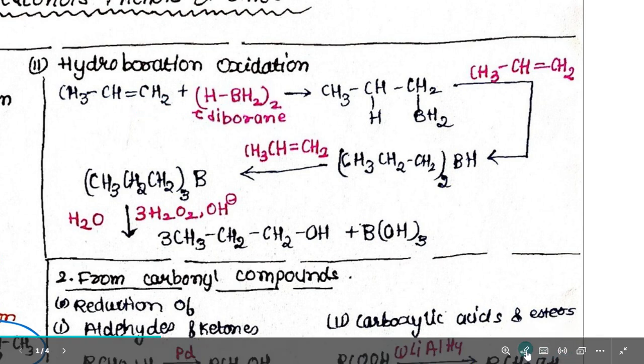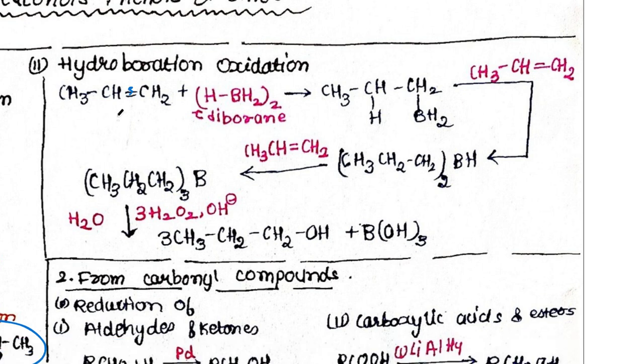See what is happening. When I react this with diborane, again one bond is broken over here. This is the carbon which has less number of hydrogens. I'm attaching H over here and BH2 over here. Now what will happen? Now again, what is happening?